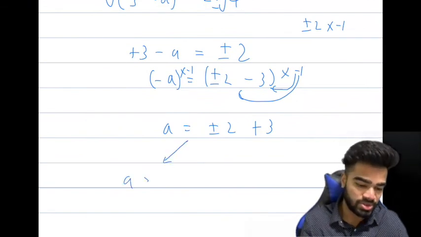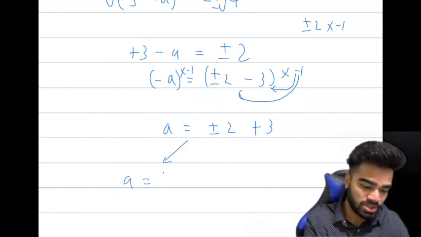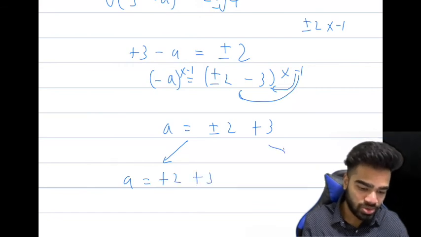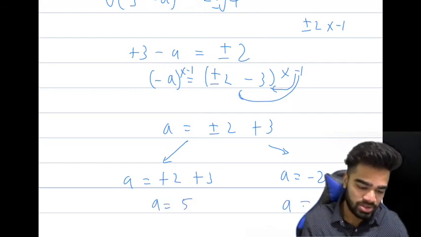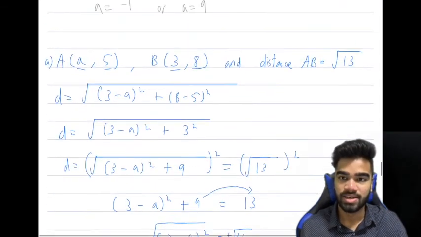Well, we have two solutions. A is equal to the positive part of the plus or minus, so plus 2 plus 3, or A is equal to the negative part of it, so negative 2 plus 3. So A is equal to 5, A is equal to 1. So two solutions, guys. I hope you understand that one.